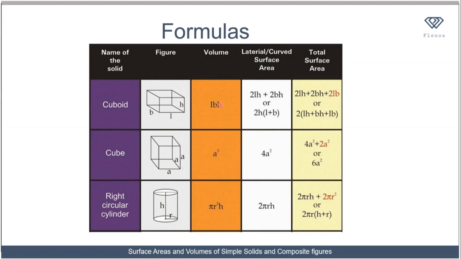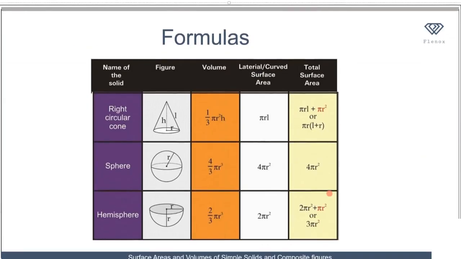Then for a cube, the volume is given as a times a times a, which is a cubed. The curved surface area is 4a squared, and the total surface area is 6a squared. Then for a right cylinder, the volume is pi r squared h, the curved surface area is 2 pi r h, and the total surface area is 2 pi r into bracket h plus r.